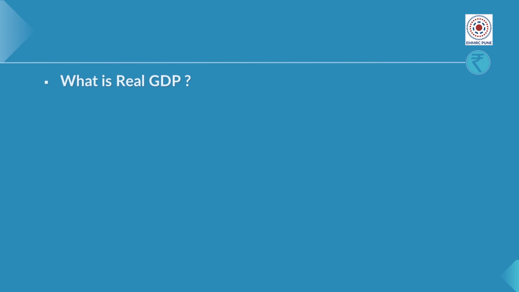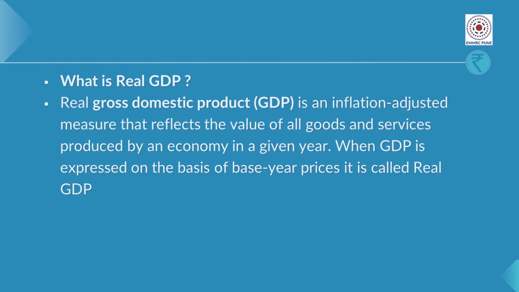What is real GDP? Real gross domestic product is an inflation adjusted measure that reflects the values of all goods and services produced by an economy in a given year. When GDP is expressed on the basis of base year prices, it is called real GDP. Base year price means some price in the past fixed to be the basis of comparison. It is often referred to as constant price GDP, inflation corrected GDP, or constant dollar GDP.